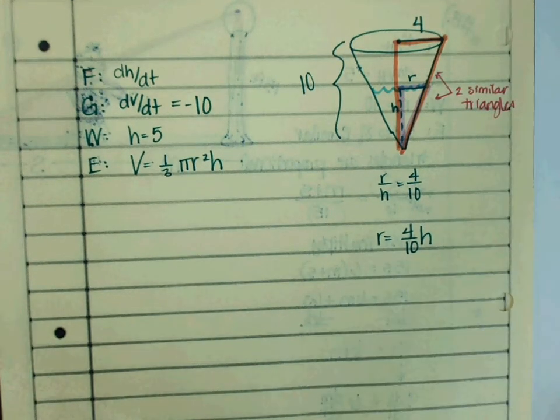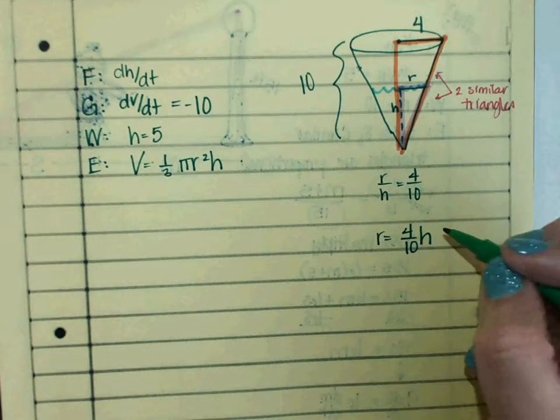Now, is h always 5? No, then I have to treat it like a letter until after I've taken the derivative. That's a good question. In our moment, h is 5, but you can't plug in the when until after the derivative. So I can't put a 5 in for that right now, because it's not always 5. The water's draining out and the height is going down.